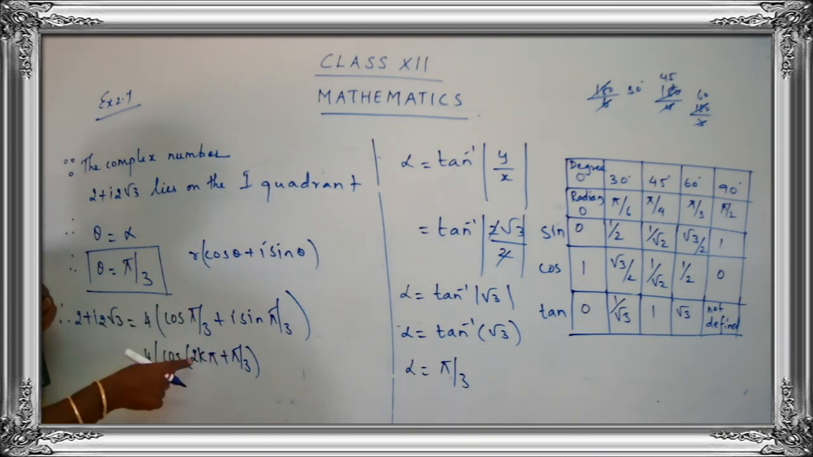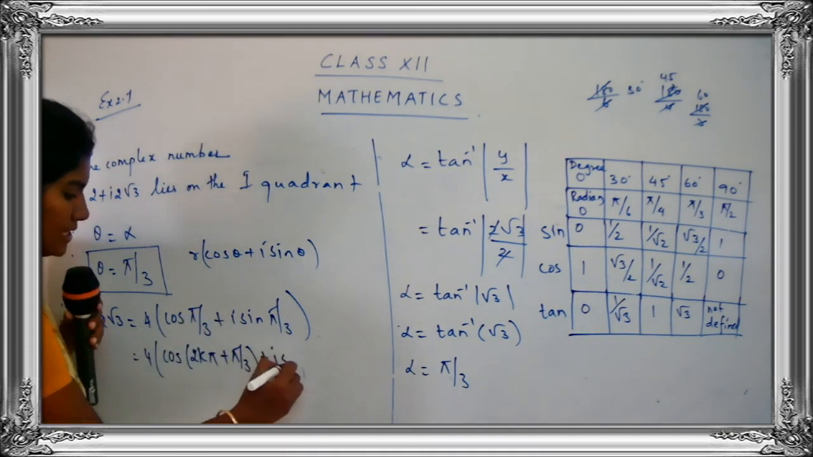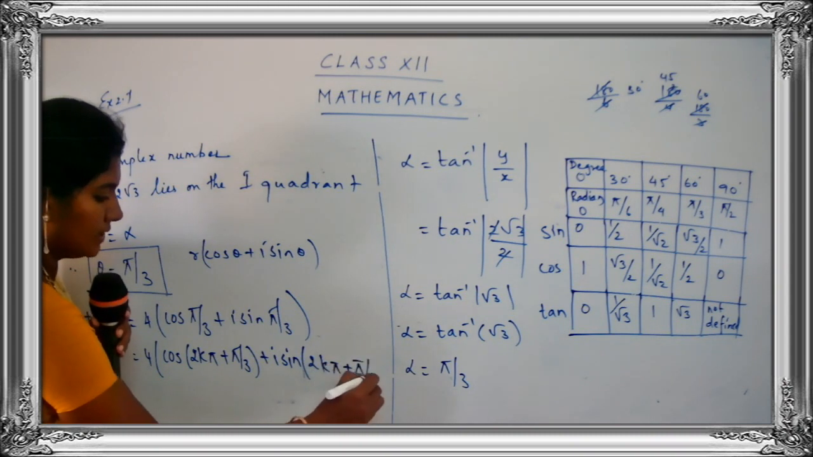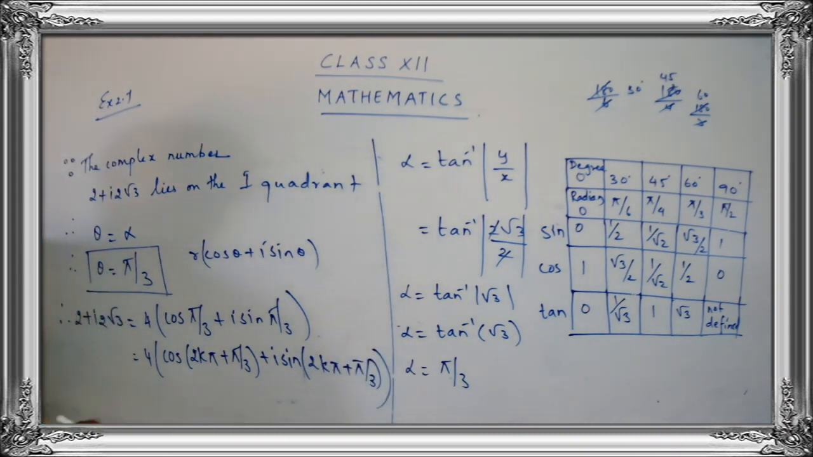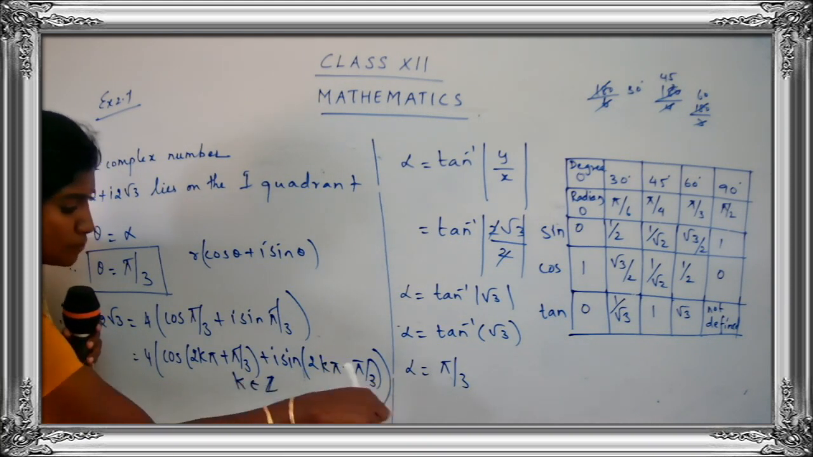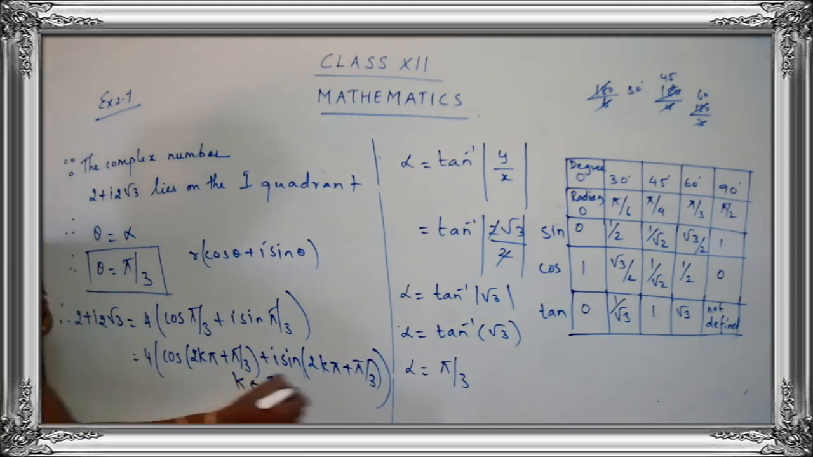2k pi plus theta. So cos of 2k pi plus pi by 3 plus i sin of 2k pi plus pi by 3. Okay, children, so we have completed the alternate form, and one more thing you have to write down below, or you can just put a comma and write k belonging to Z.